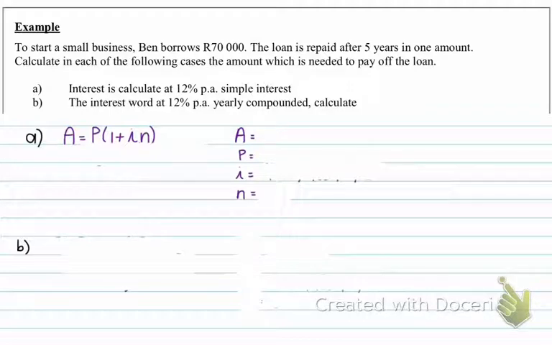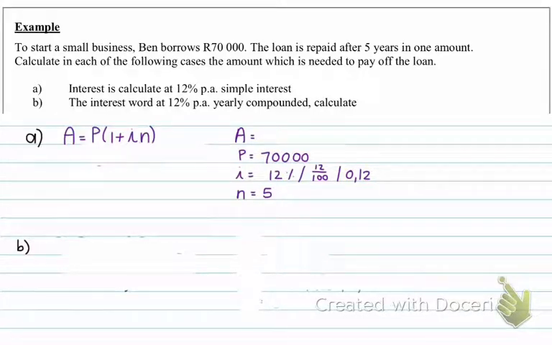Okay, so we know he borrows 70,000 Rand. That is the value of P. We know that he's going to repay it after 5 years. That is the value of N. And we know that the interest rate that the bank gives him is 12%. All right, so I is then 12%. Remember, you can also write it as a fraction or as a decimal.